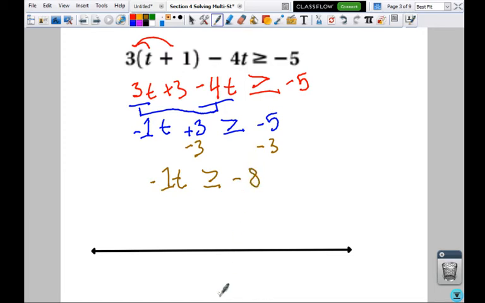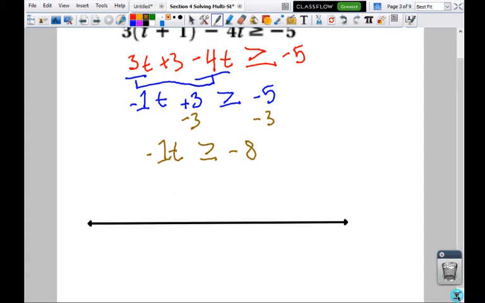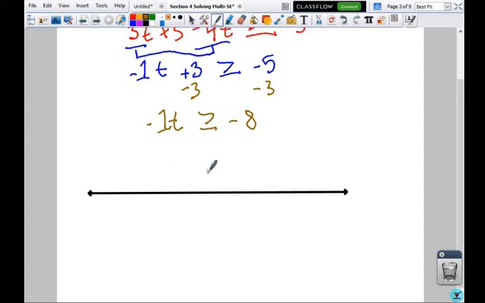Okay, we are not quite done yet. Alex, is that T by itself? Not quite. Because what's in between the -1 and the T right now? Multiplication. So how do I get rid of the multiply? Divide. We are going to divide by -1. I'm going to get a T by itself. I'm going to get a +8.